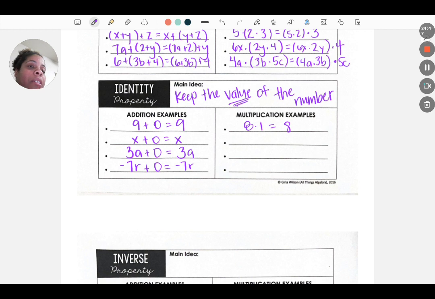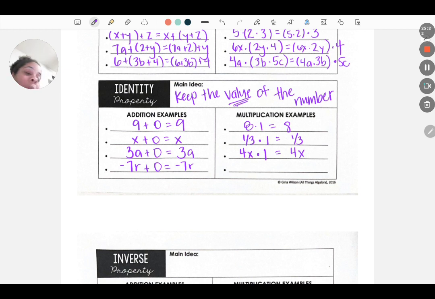We can do this with any numbers. We can also do this with fractions. We can have 1/3 times 1 will equal 1/3. Whatever that number is needs to be the value. It needs to identify with itself on the other side of the equation. We can add variables to numbers. Let's do 4x times 1 is equal to 4x, right?